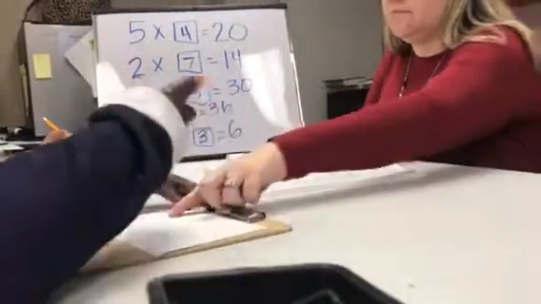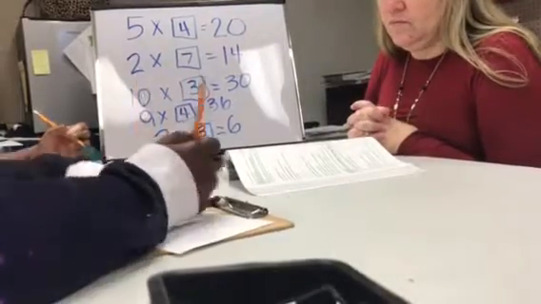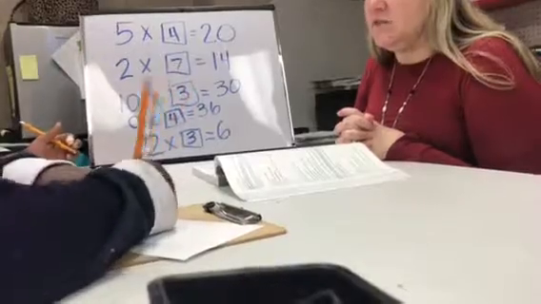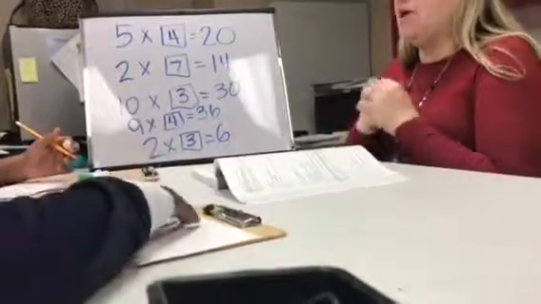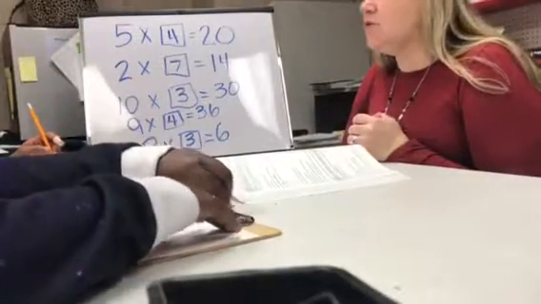Pay attention to what you're writing. And then we're going to look at E. And E says what? I'm not going to say it. You say it. Count by 5 to get to 30. Good job.